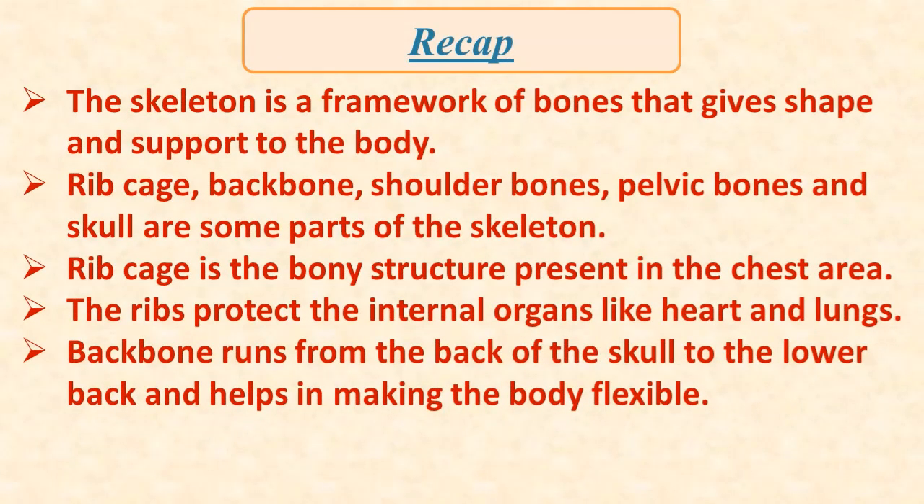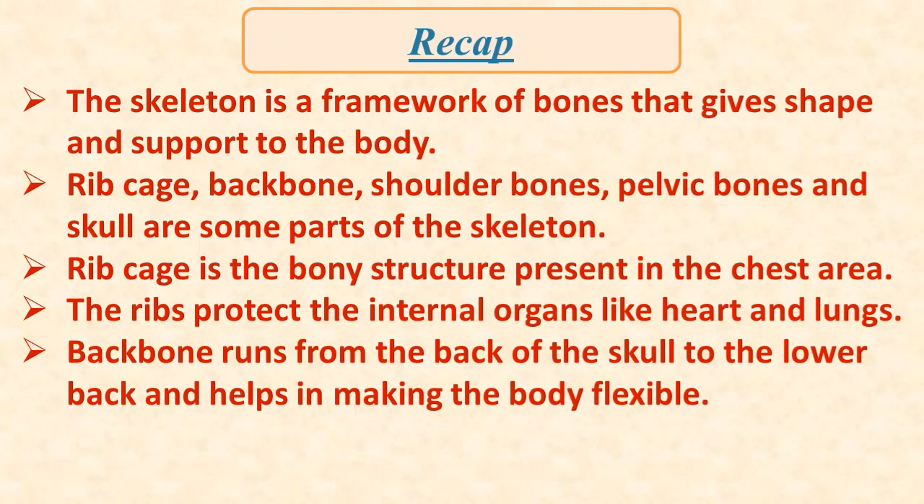At the end of the session, let's recap. The skeleton is a framework of bones that gives shape and support to the body. Rib cage, backbone, shoulder bones, pelvic bones and skull are some parts of the skeleton. Rib cage is the bony structure present in the chest area. The ribs protect the internal organs like heart and lungs.